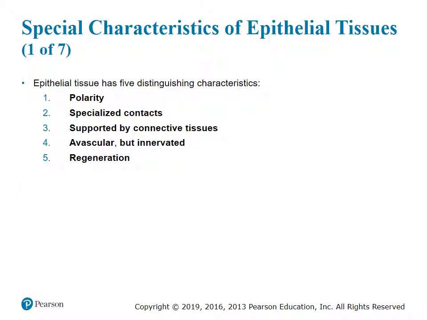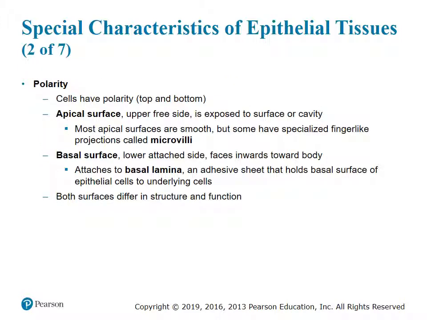Then we finally stop there, and I asked you to look at all 5 of these in more detail, so we'll cover this right now and then move on, okay? So here are the 5 characteristics that all epithelial tissue will have. Polarity, contacts, it's got connective tissue that supports it. It has the capability of being avascular, and it has the capability of regenerating, right? Or undergoing mitosis to repair or replace cells, right?